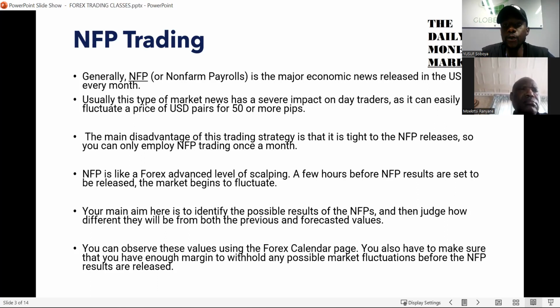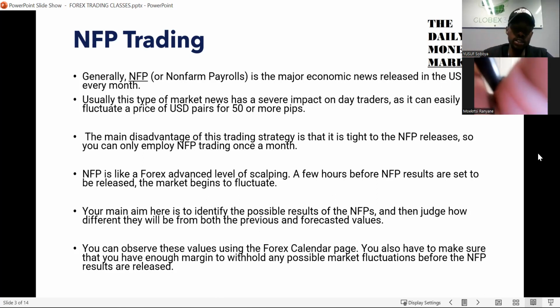A few hours before NFP results are set to be released, the market begins to fluctuate, right? Your main aim here is to identify the possible results of the NFP and then judge how different they will be from both the previous and forecast values. You can observe the values using the Forex calendar pages.